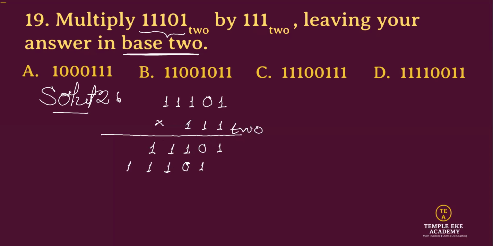Now it is the turn of the last digit, and we're going to write the result underneath. 1 times 1, that gives us 1. 1 times 0 gives us 0. 1 times 1 gives us 1. 1 times 1 gives us 1. And finally, 1 times 1 gives 1 there. Now we're going to have to add all these digits.